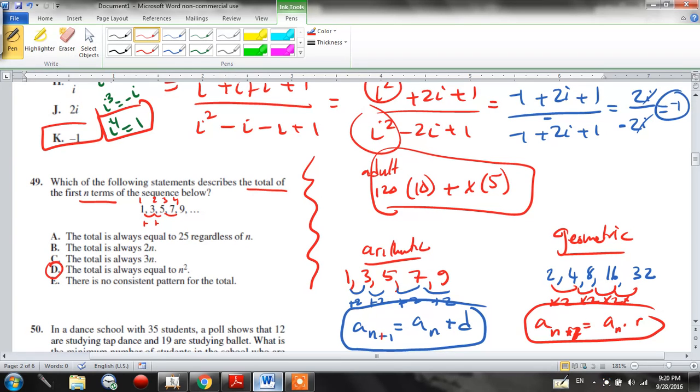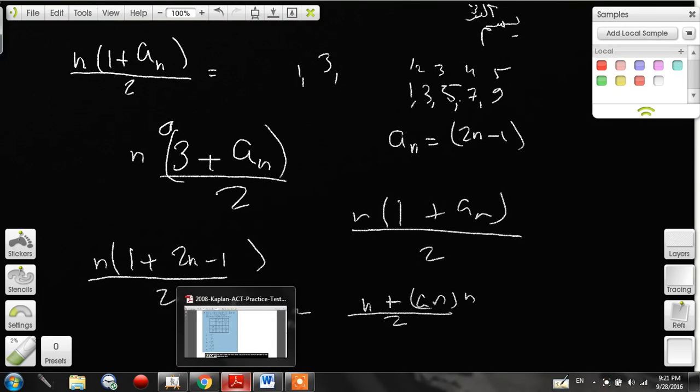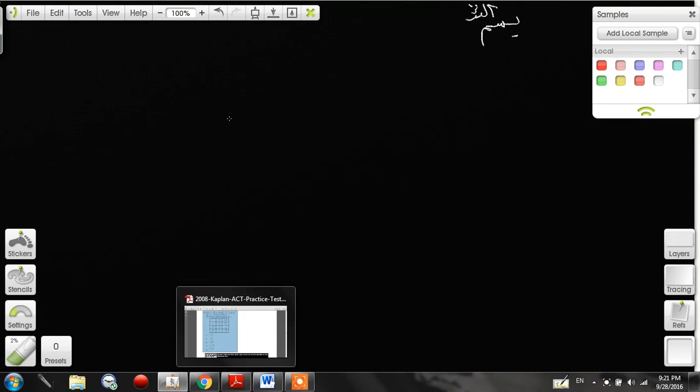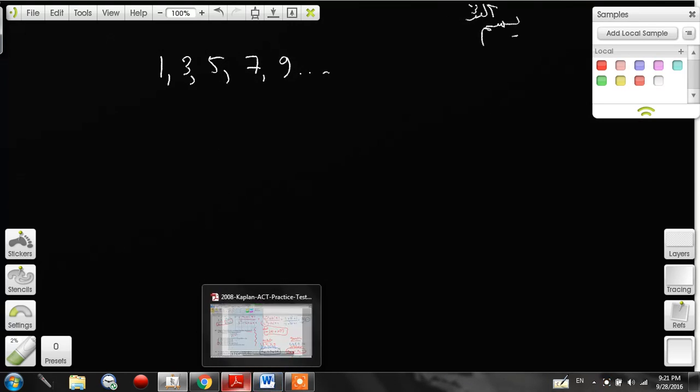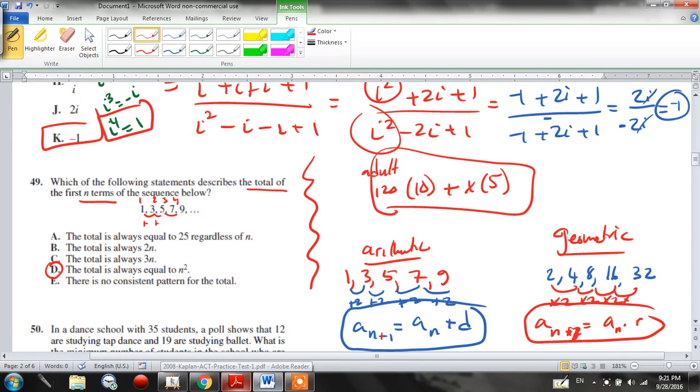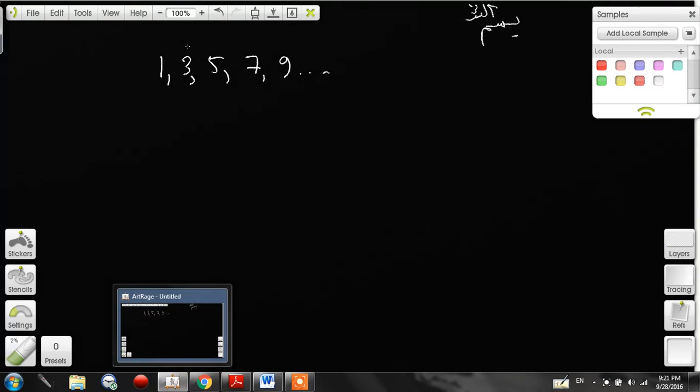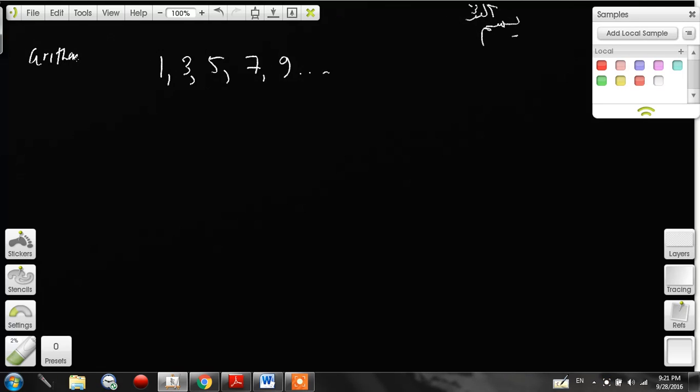I'm going to need a little more room to explain this to you, so I'm going to go over here. This is what we need to do. Look at this: there's 1, 3, 5, 7, 9, dot, dot, dot. So this is an arithmetic sequence, where the difference is 2, as you can see.